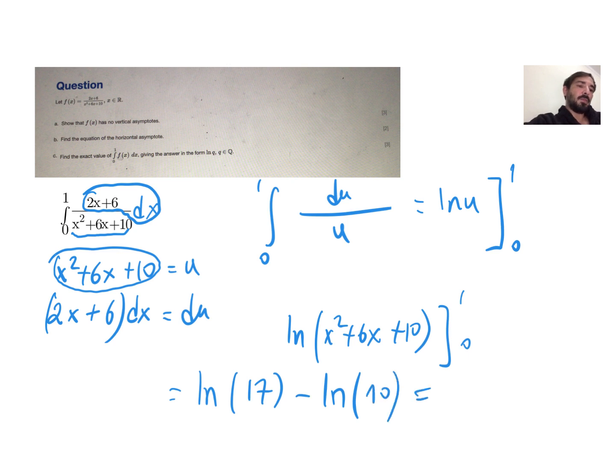So let's use the rule of logarithm. If it is minus, I divide them.